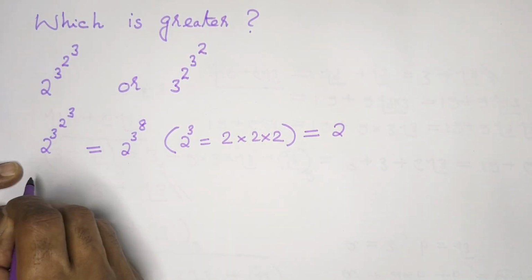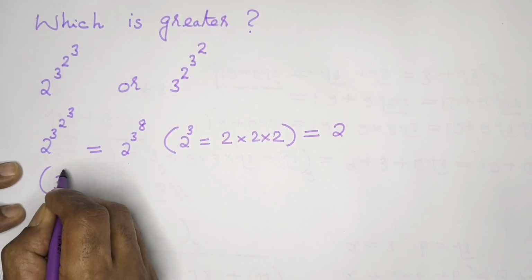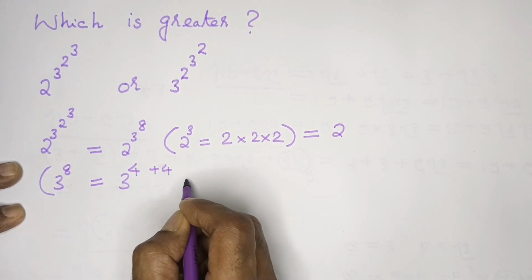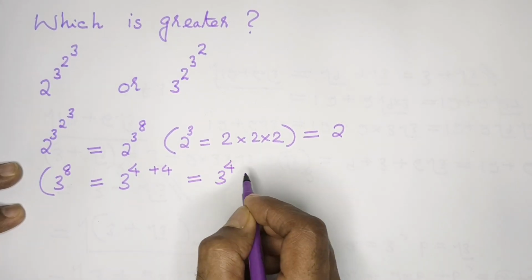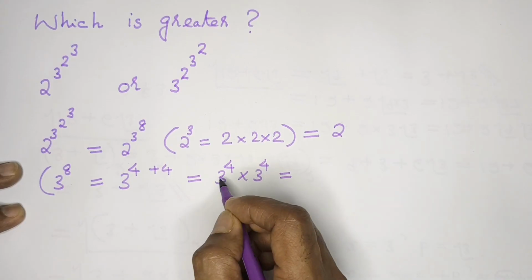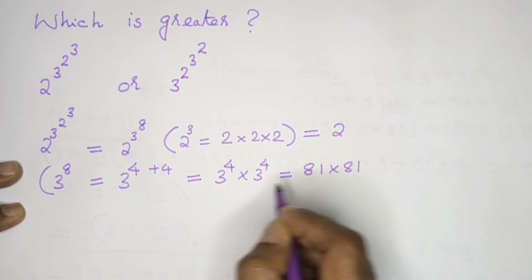3 to the power of 8, let me simplify separately. 3 to the power of 8 equals 3 to the power of 4 plus 4, which is equal to 3 to the power of 4 multiplied by 3 to the power of 4. 3 to the power of 4 is 81, again multiplied by 81.